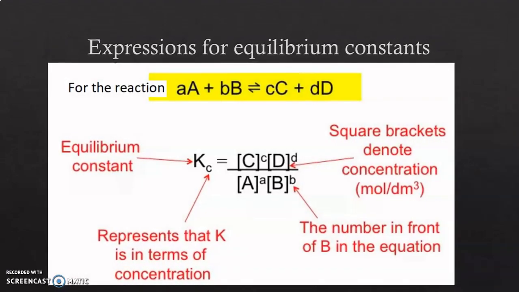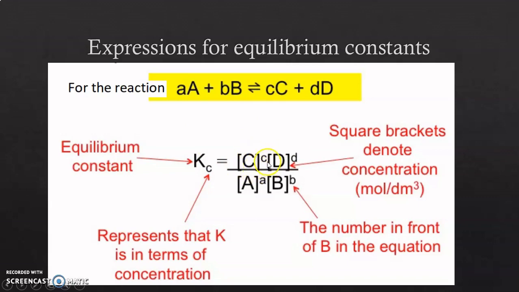Now, if we have a reaction like that, whereby a moles of A are reacting with b moles of B to form c moles of C and d moles of D, we can come up with the equilibrium expression as shown there. Right. Now, Kc is known as the equilibrium constant. Now, this c here shows us that K is in terms of concentration. Now, the square brackets there, these square brackets here, they stand for concentration of. So for this example here, the square brackets are telling us that we're looking at the concentration of C.